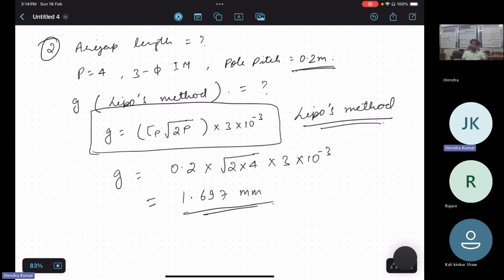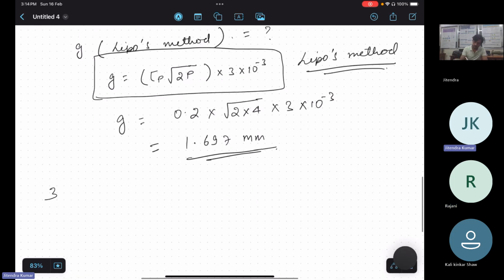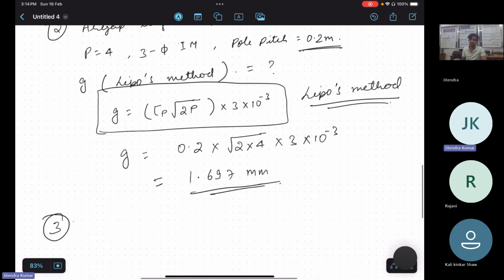So basically, according to LiPo, how much air gap you can keep in the machine depends on how much your pole pitch is, or how much bigger your machine is, and also how many poles. So only two parameters he has considered: one is pole pitch and the other is number of poles. And in the other method, the axial length as well as the stator bore diameter are both considered. So that is the difference between them.